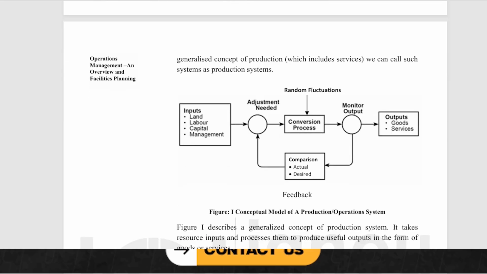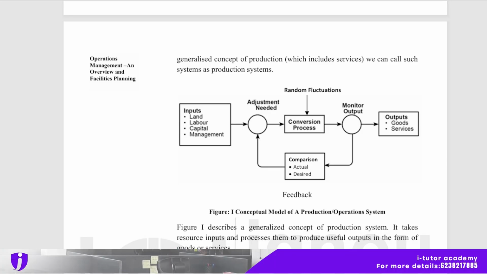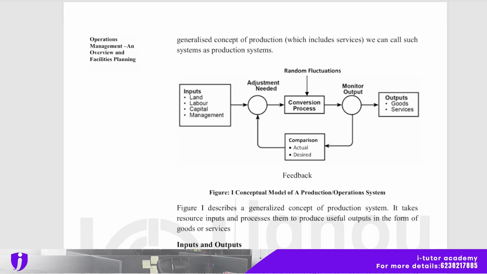Okay, so here is one figure, a conceptual model of a production operation system. Please refer to this. There is the conversion process, and in between, there is input: land, labor, capital, management. These are the inputs. Then an adjustment need is there in between. Then the conversion process, monitor the output, and the output is goods and services, and in comparison there are also actual and desired. Okay, so this is the small concept of a production and operation system.